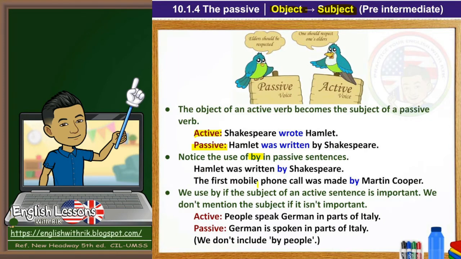The first mobile phone call was made by Martin Cooper. We use by if the subject of an active sentence is important. We don't mention the subject if it isn't important. Active: People speak German in parts of Italy. Passive: German is spoken in parts of Italy.